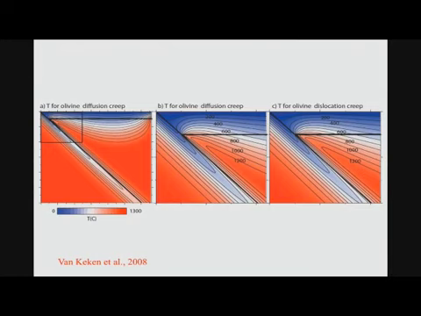We then switch to olivine diffusion creep and olivine dislocation creep. This is again the full grid down to 600 kilometers depth. This is a zoom in on the top 200 kilometers. There's a problem with this model.